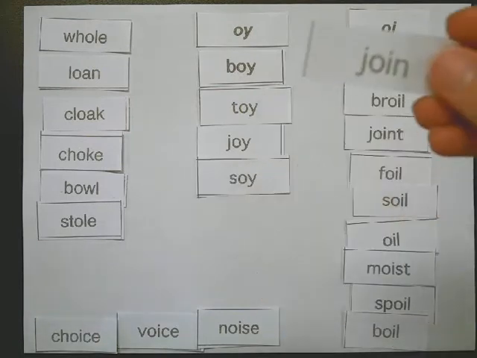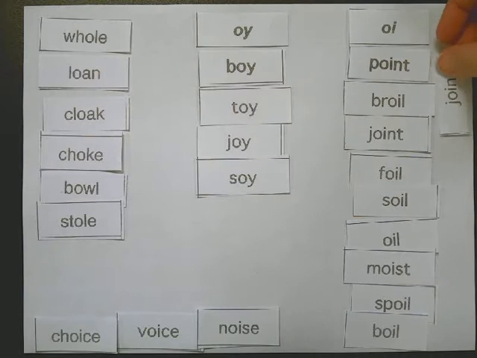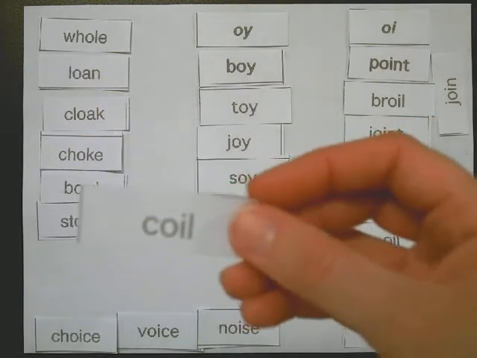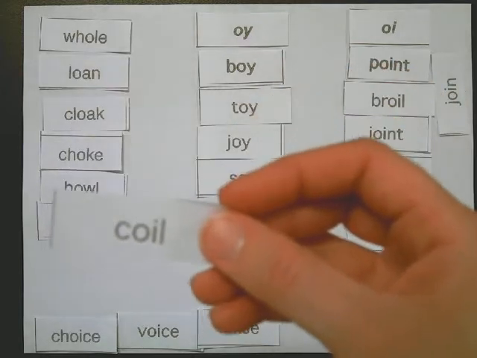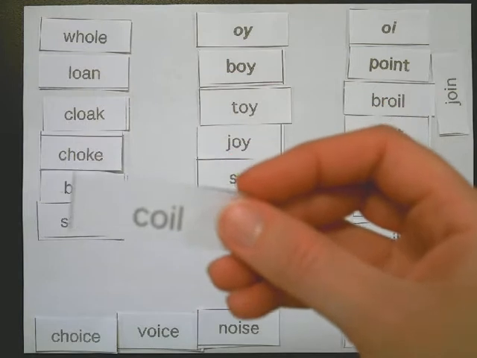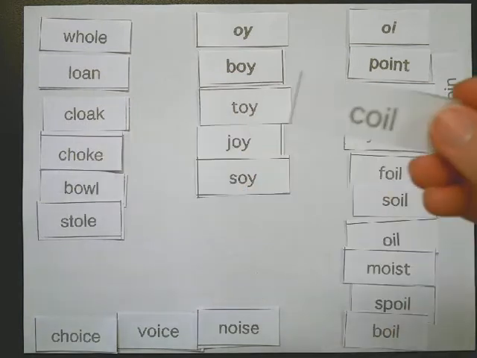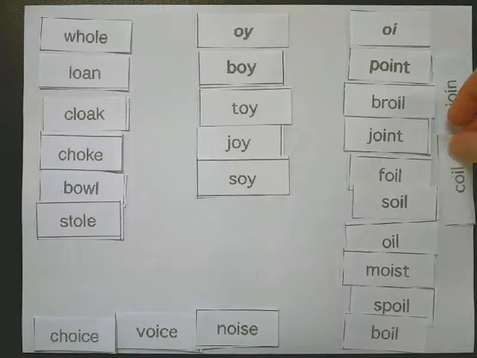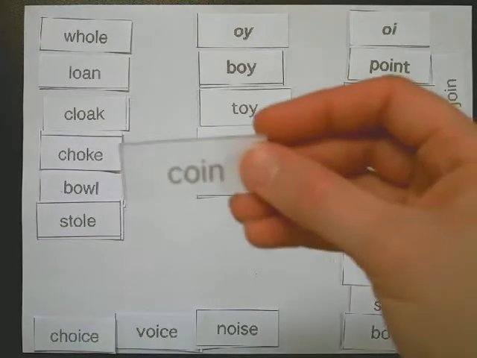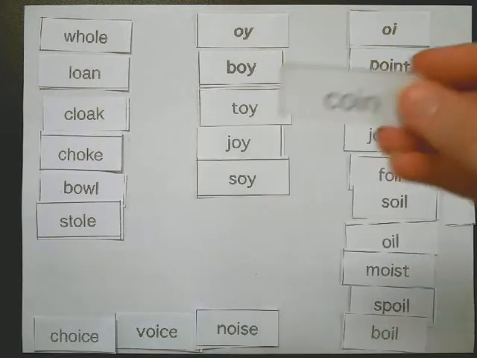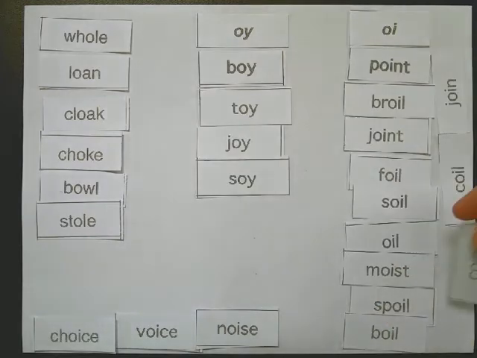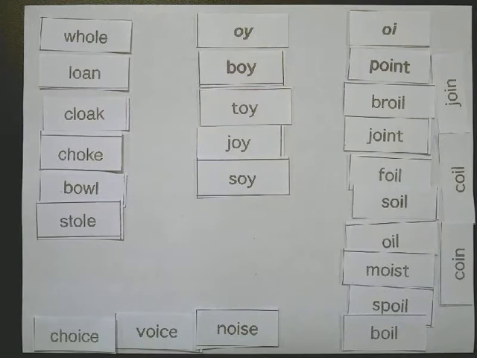Here's the word join, like I want to join your club. I hear oi and I see oi. I'll put it here. Run out of space. Here's the word coil. A coil is like a spiral of something. Like you might have a coil on a telephone wire or a coil on a spring. I hear that oi sound like in oil and soil, so I know it goes over here. And the last word is coin, like the money that you have in your pocket. Coin, I hear oi and I see oi.